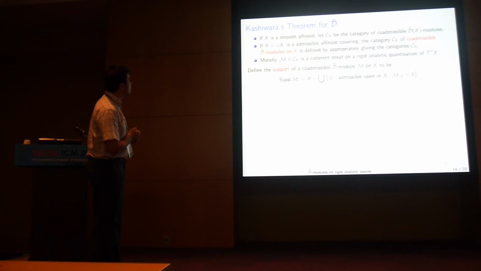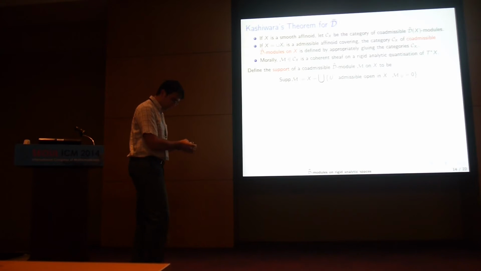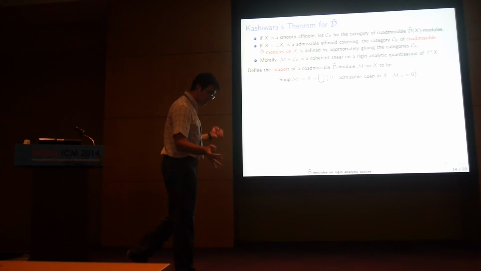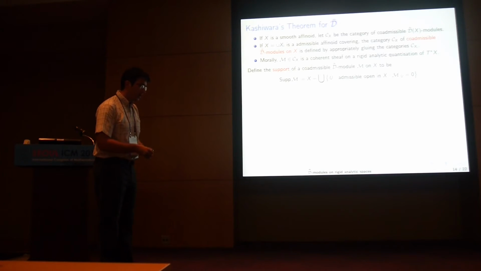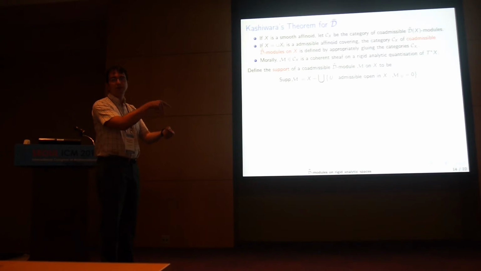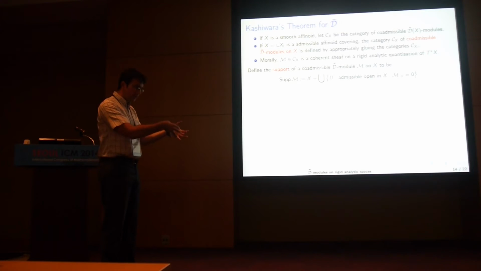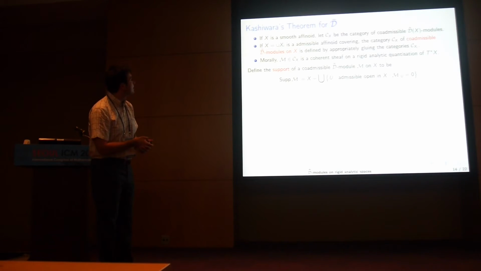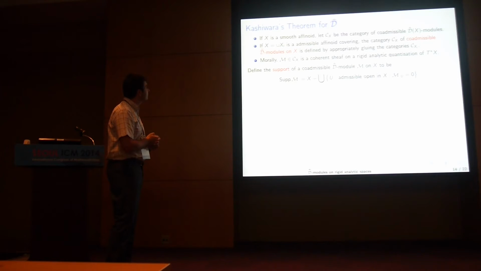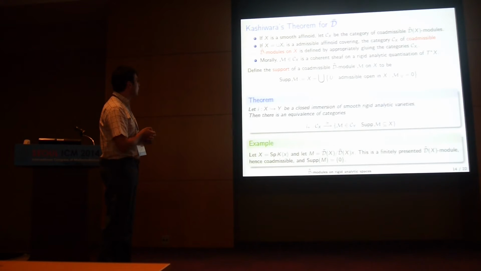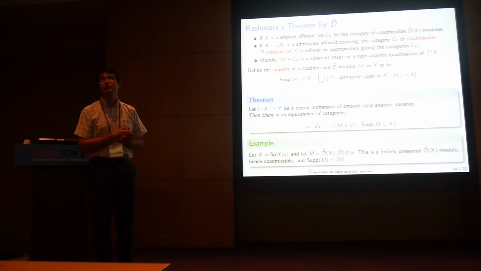Okay, so here's a theorem about Dhat. You can talk about support for a coadmissible Dhat module just in this way. You just look at the locus of points in X where there is a neighborhood where the sheaf vanishes and take the complement. So just look at the zero set of the sheaf and take the complement of that set, call that the support, and then we'll have a precise analog of Kashiwara's equivalence of categories.